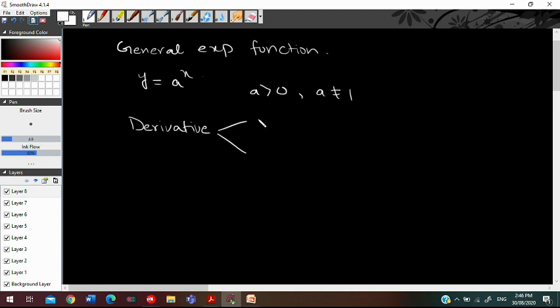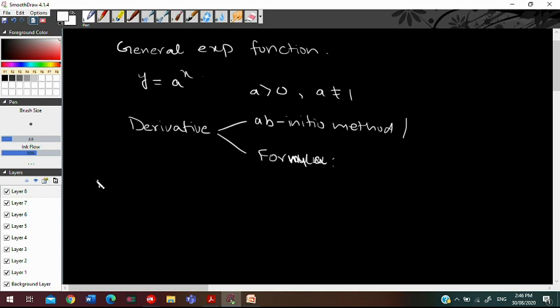The first method is the ab initio method, or we call it the first principle method. The second method is the formula method, in which we apply different formulas directly and find the derivative of any function.